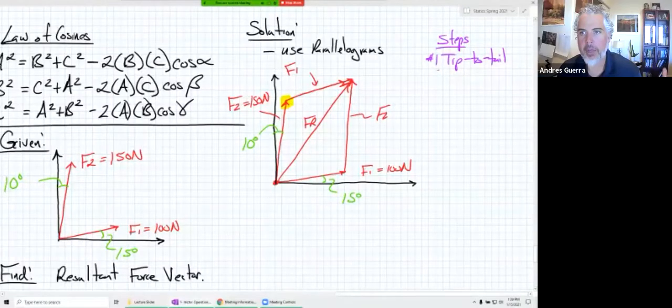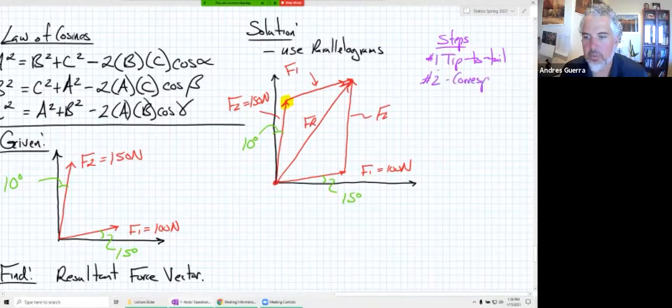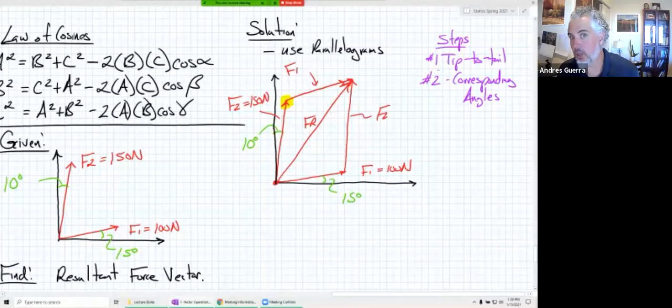Okay, so step one was tip to tail. So now what can we do here? Now the next thing that we need to do is actually we can use our corresponding angles. And the corresponding angles is what's going to help us find the angles for the triangle, because it looks like, and we can use either one of these triangles. We can use the one on the top left or the bottom right. They're the same triangle. And they're going to get us the same information. So we can use either one of those.